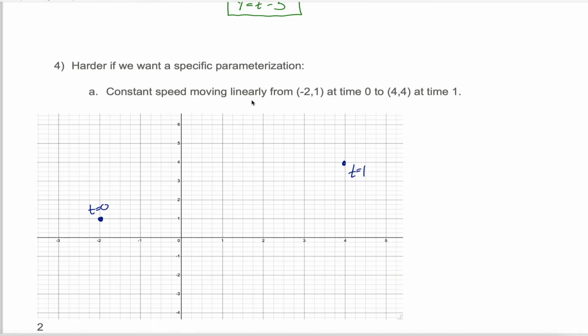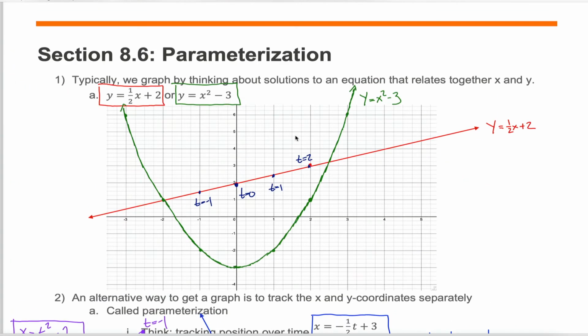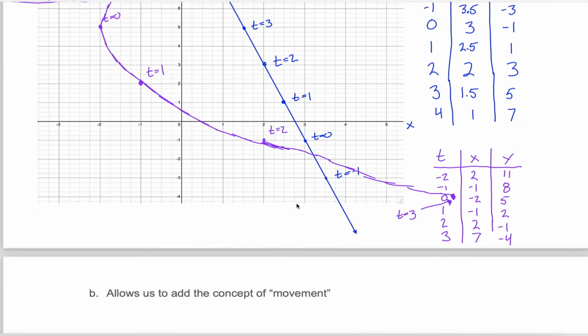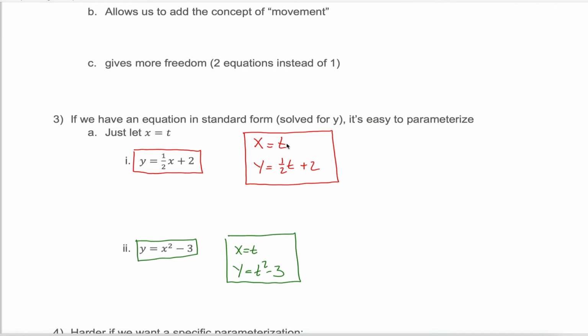It's moving linearly, so I'll connect these points with a straight line. And when I do that, maybe you recognize this line as the exact same line that we started this video with, y equals 1/2 x plus 2. The line that we parameterized as x equals t and y equals 1/2 t plus 2.